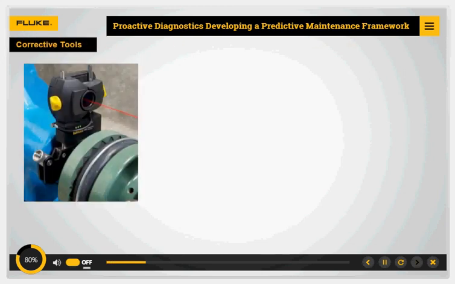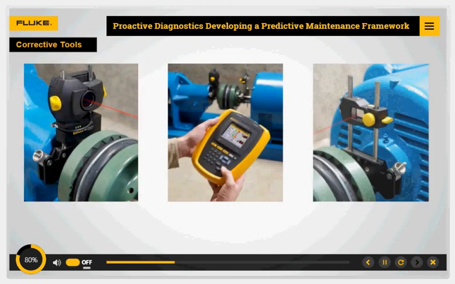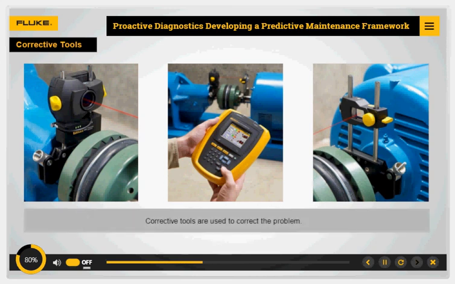Following the monitoring, screening, and diagnosing tools is a tool used to correct the problem. A laser-enabled shaft alignment tool takes the guesswork out of ensuring that the motor and machine are in exact alignment, alleviating stress on critical components.